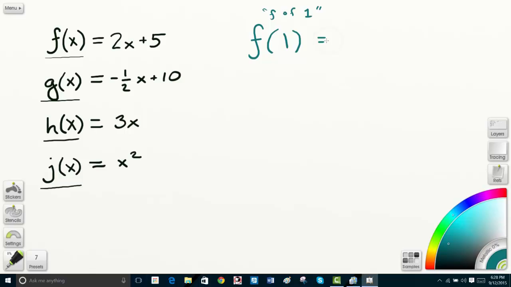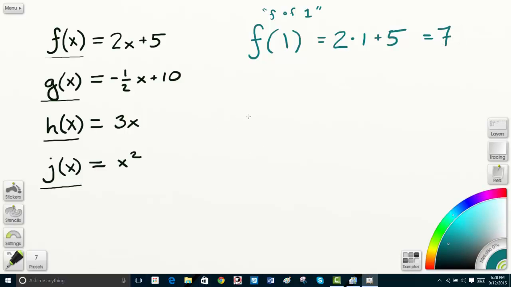Well, it just means let's take the equation 2x plus 5 and let's solve it with 1 instead of x. So it would be 2 times 1 plus 5, which is 2 plus 5, which is 7. So f of 1 is 7.